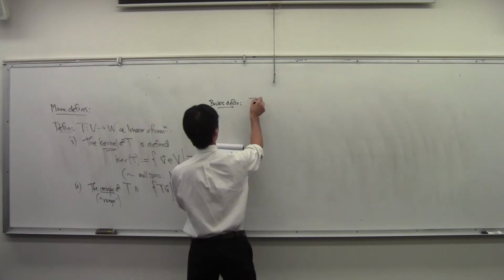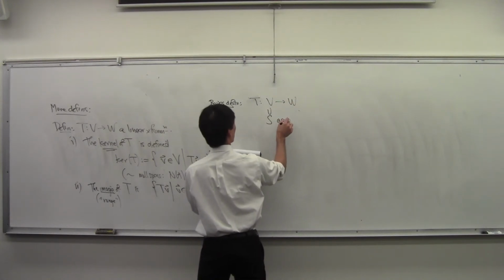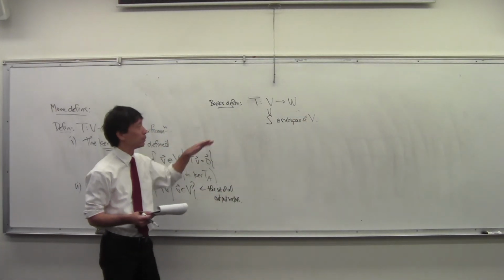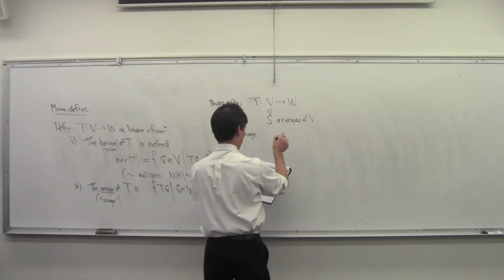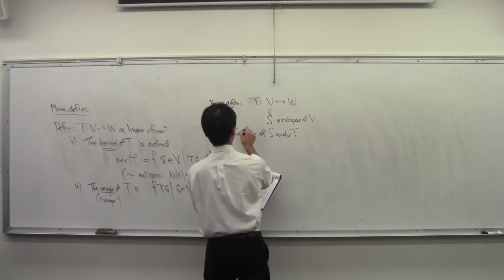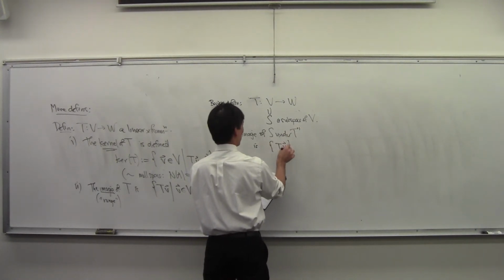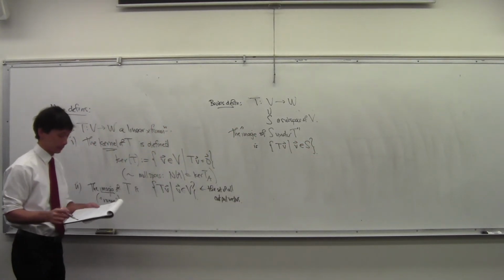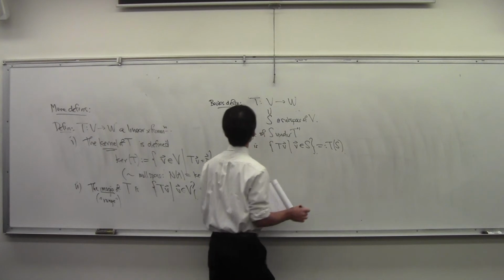So you have T, a map from V to W, and you have S, a subspace of V. Okay, so you have a subspace. And then they call the image of S under T everything of the form Tv where v is in S. And they denote that by T of S.